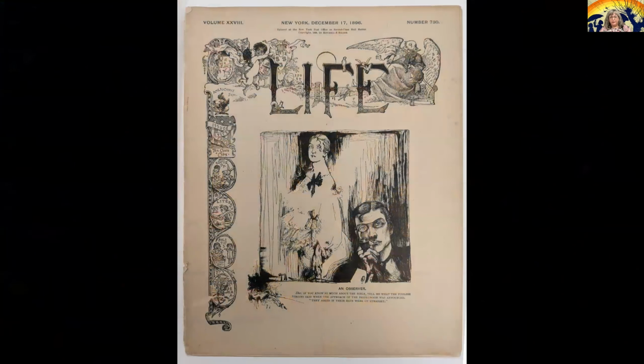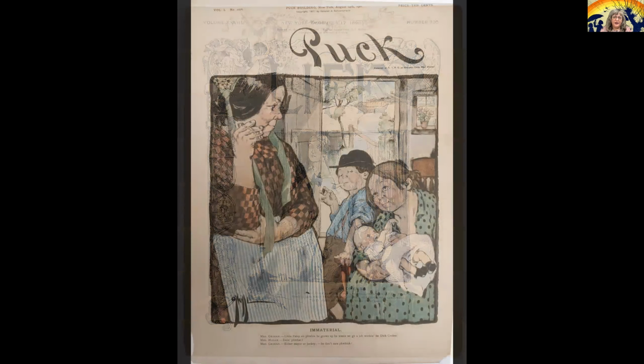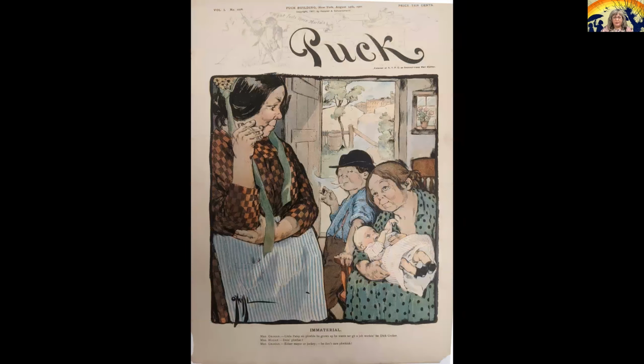So I'm going to show you a few more magazine covers now. This one is from one of her earlier cover illustrations for Life magazine from 1896. And this is around the time that she moved to New York. This is a cover from when she worked at Puck, and it's from 1901.